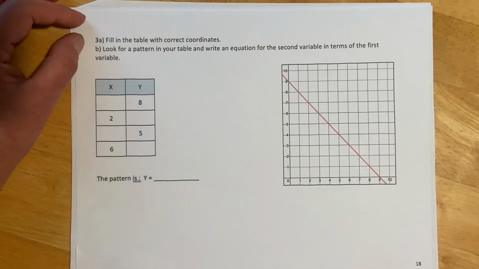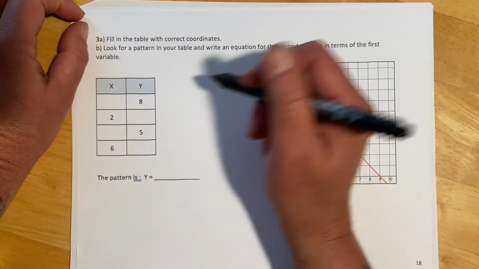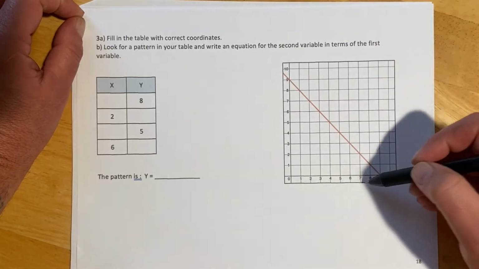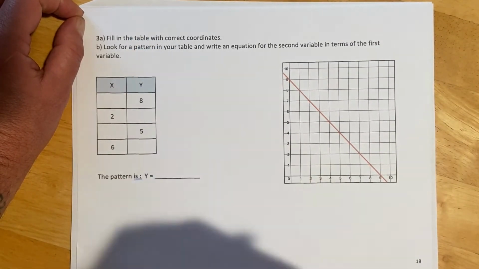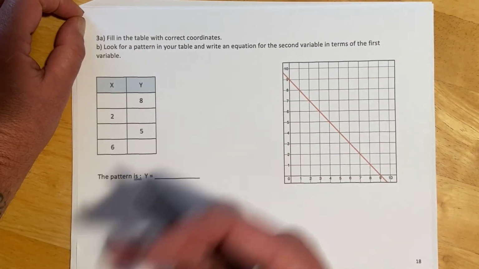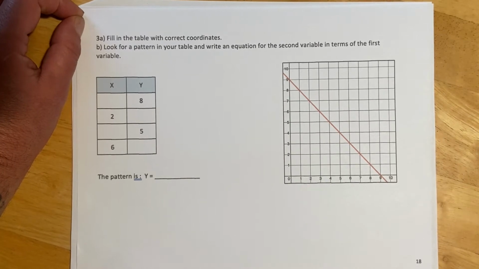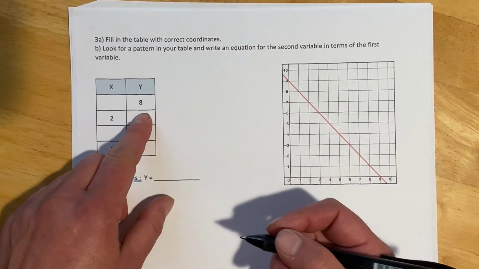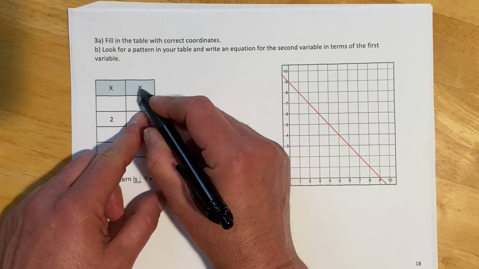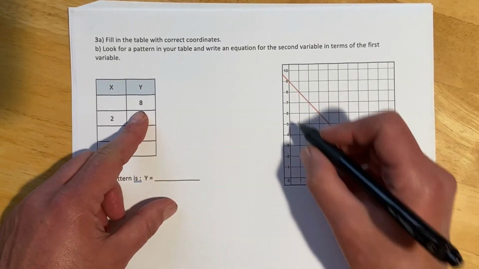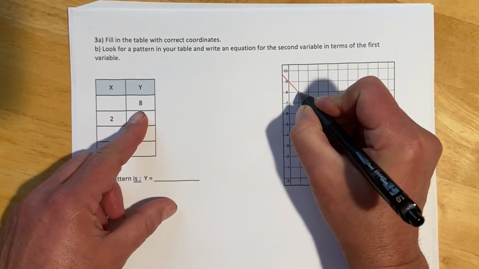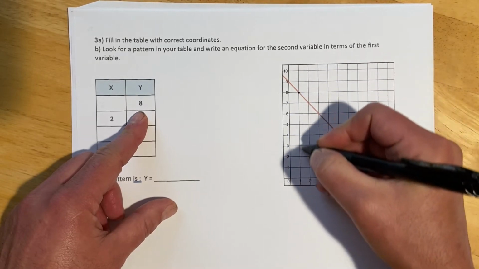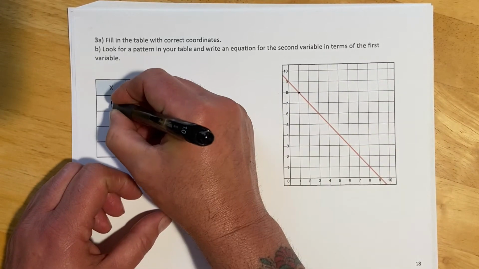For this one, we're going to fill in the table with the correct coordinates based on this graph, and then we'll look at the table and try to figure out what pattern it follows so that we can determine an equation from it. For this first one, we're given the y coordinate of 8. That would be right up here. And if you look down, the x that goes with that looks like it'd be at 1.